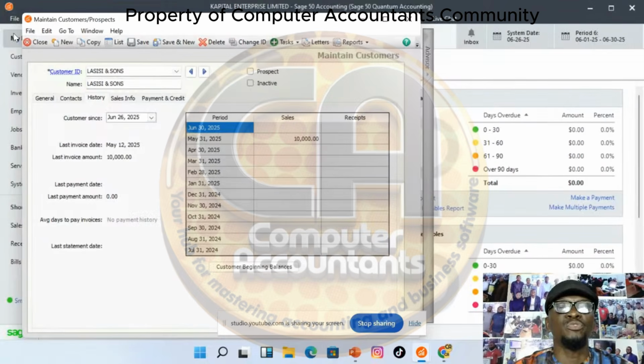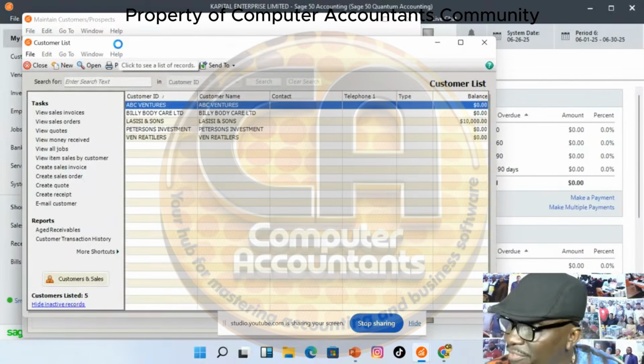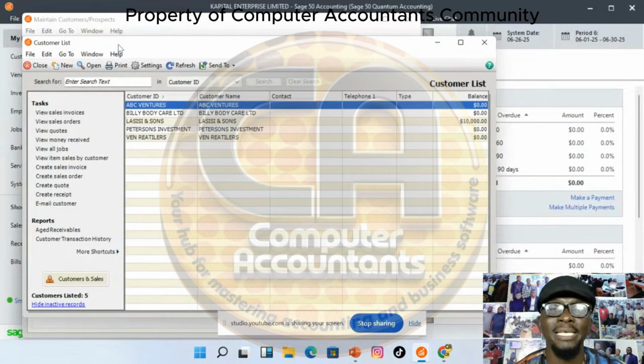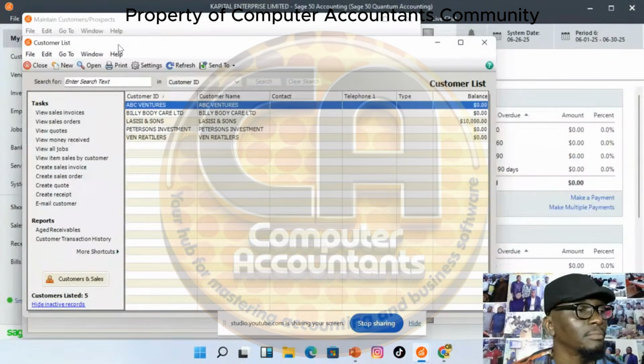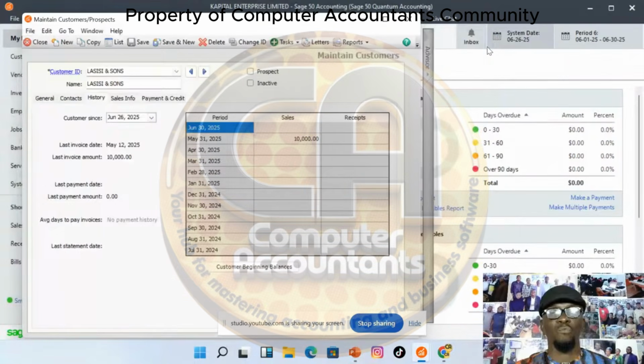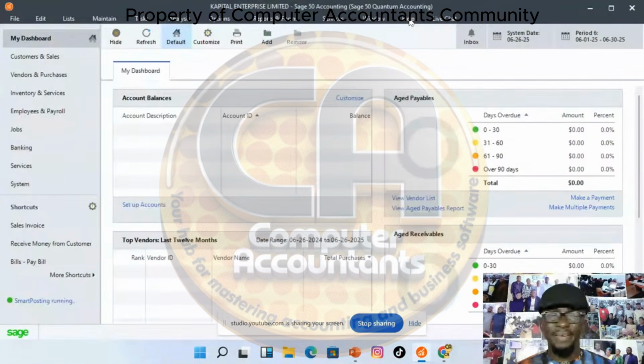So the next thing you have to do is to check the list to see that all customers, you click save, then check the list to see that every customer, about 5 of them are there. Excellent. So you can see even the 10,000 of Lasisi is showing. You can see it there. So I can exit now. Then the next is vendor.